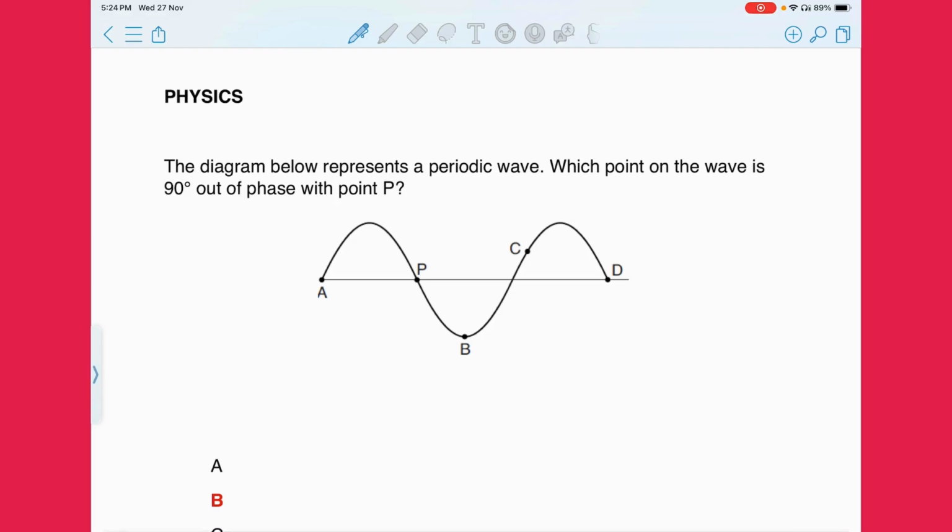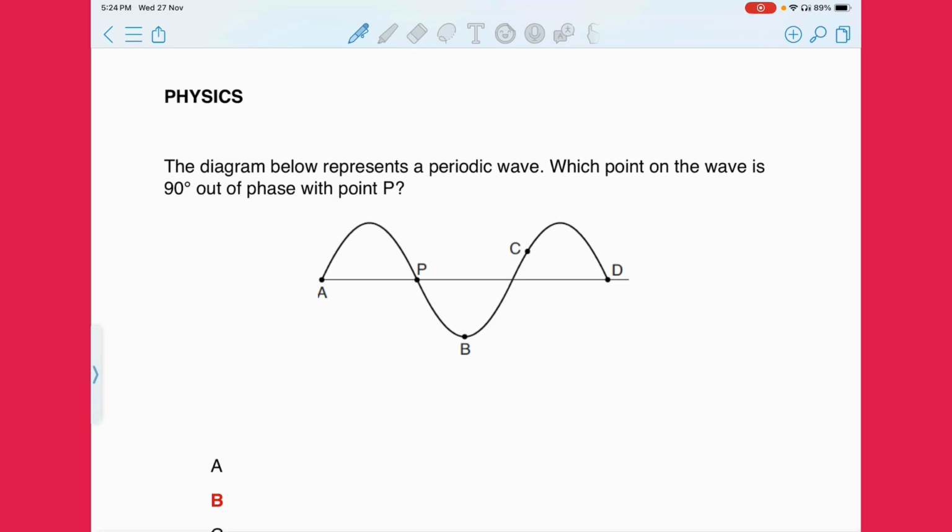We were solving for TIFR JGEEBILS previous year question, and today we are solving part 2 of the 2023 paper, which is the section of physics. Let's start with the questions. The first question says the diagram below represents a periodic wave. Which point on the wave is 90 degrees out of phase with point P?